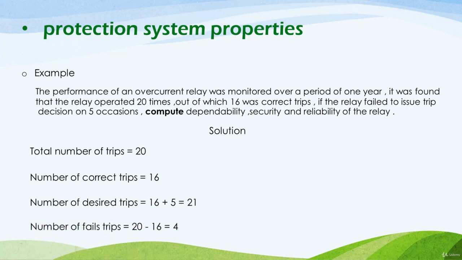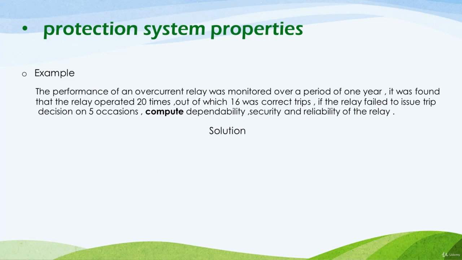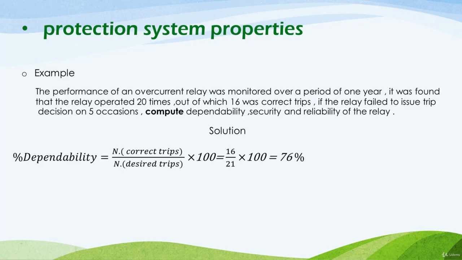And finally, we have the number of trips that the relay fails at. Here they equal 20 minus 16, where 20 is the total number of trips and 16 is the number of correct trips. So we have 4 times that the relay fails to trip the circuit. Very good. Now we can compute the dependability to equal the number of correct trips over the number of desired trips. Here the number of correct trips was 16 and the number of desired trips, we detected on the previous slide, to be 21, and this ratio is multiplied by 100.